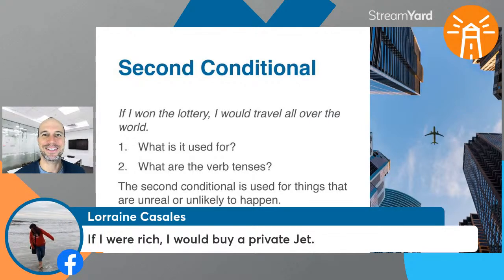Pilar's laughing. Okay, great. If I were rich, I would buy a private jet. You got it. You got it, Lorraine. You're not rich. I mean, that's not saying you will never be rich, but you're not rich now, right? If I were rich, I would buy a private jet.